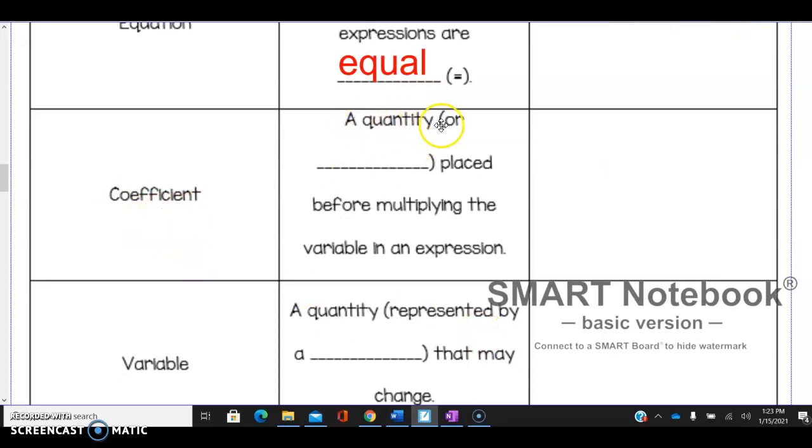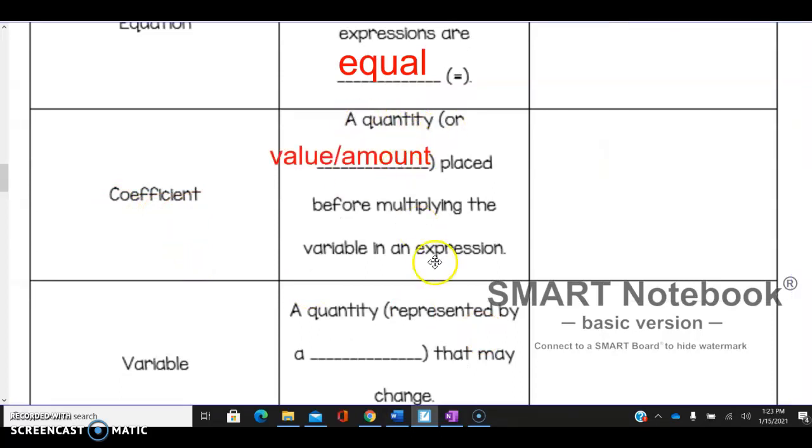Coefficient. A coefficient is a quantity or a value or amount placed before, multiplying the variable in an expression. So if we looked at the expression -4m plus 2, -4 would be the coefficient. Now -4m is a term, but the coefficient would just be the -4.